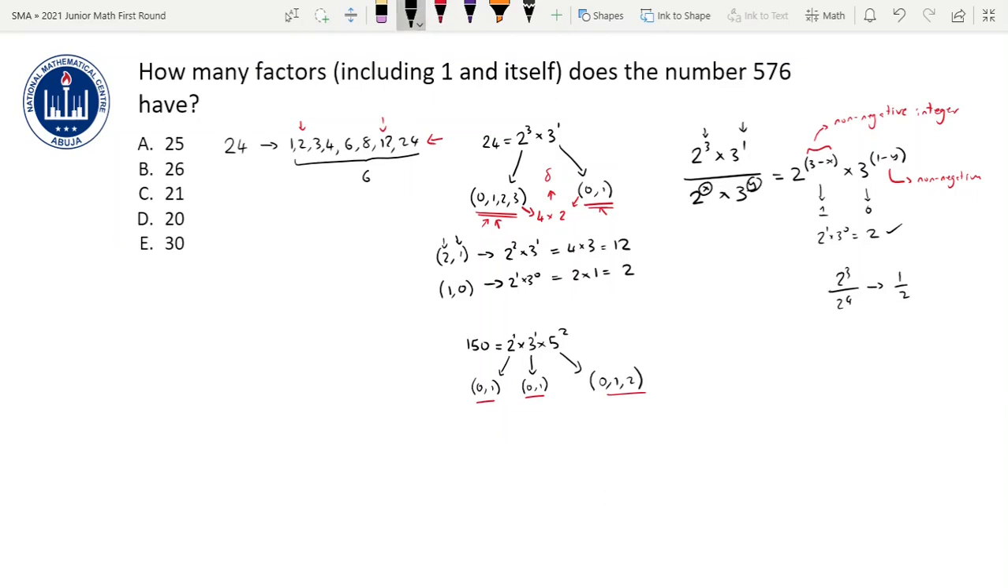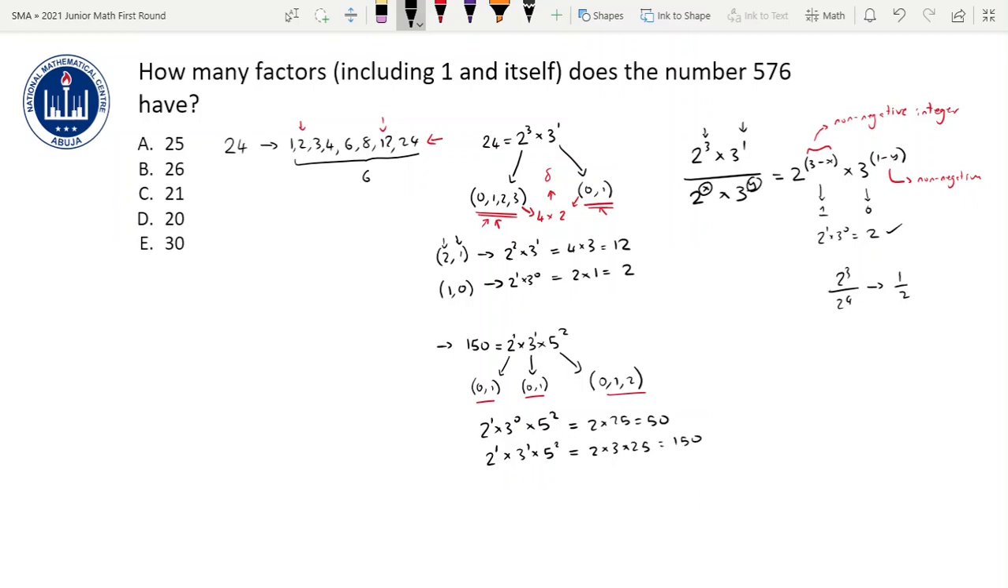Then if you pick 1 from this first bracket and pick 0 here and pick 2 here, then the number you have will be 2 raised to the power 1 times 3 raised to the power 0 times 5 raised to the power 2, which will be 2 times 25, which is 50, and 50 is a factor of 150. If you pick 1, 1, and 2, the number will be 2 raised to the power 1 times 3 raised to the power 1 times 5 raised to the power 2, which is what we started with initially. That's just 2 times 3 times 25, which will be 150. And 150 is a factor of 150.